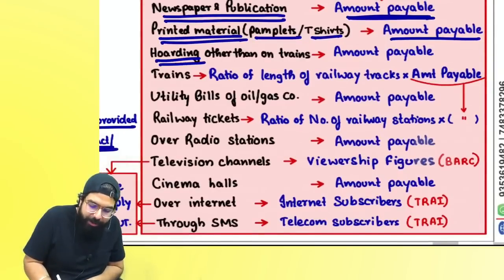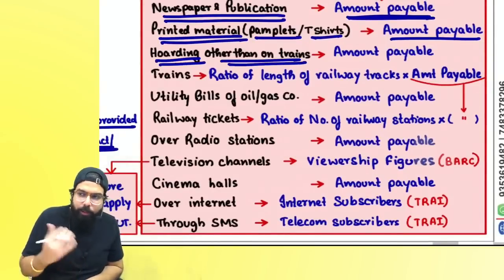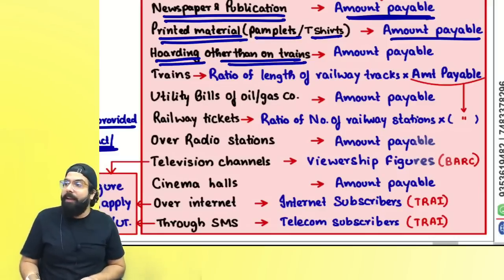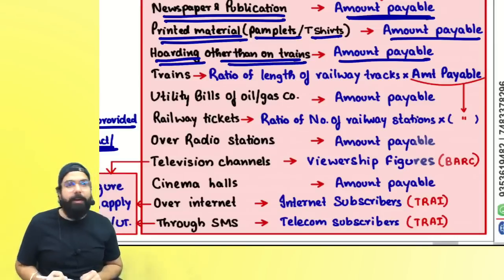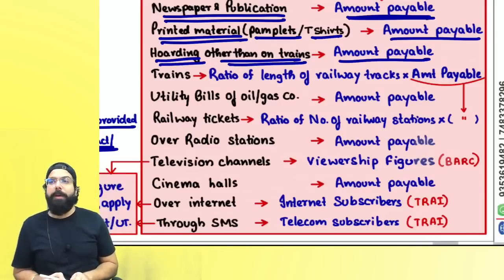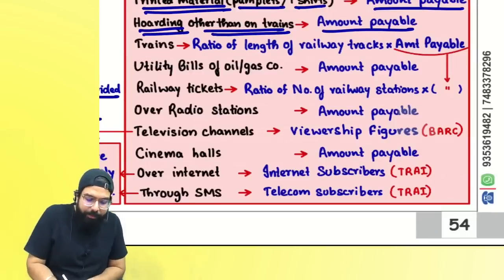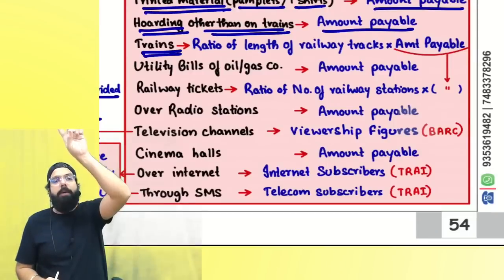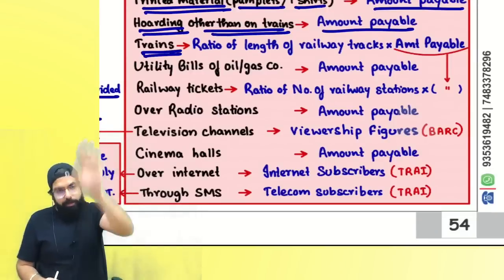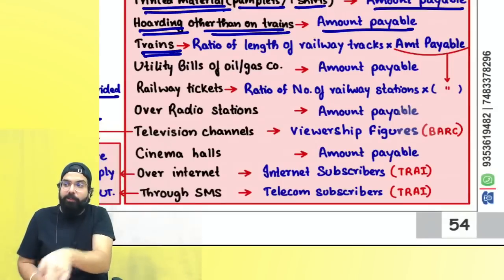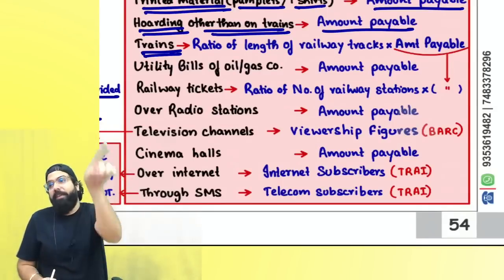If I am providing the service of advertisement for the government in hoardings, other than those hoardings which are placed in train, whatever is the amount payable by the government will become the value of supply. If the government tells me, Ramesh, you have to do the advertisement for me in train, then I will have to see whatever amount I have charged, basically whatever the amount payable by the government, and bifurcate it in the ratio of the railway track which is there.